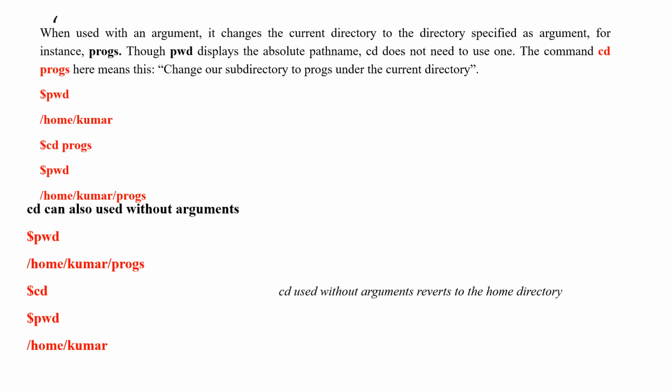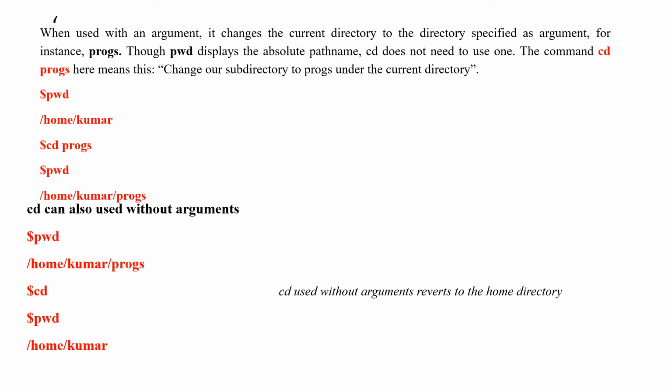For example, you type pwd at the prompt, that shows /home/kumar as the path. Then you type cd progs, where progs is a subdirectory. After execution of the cd command, type the pwd command once again, that shows home directory, from that kumar is a subdirectory, from that progs is another subdirectory.